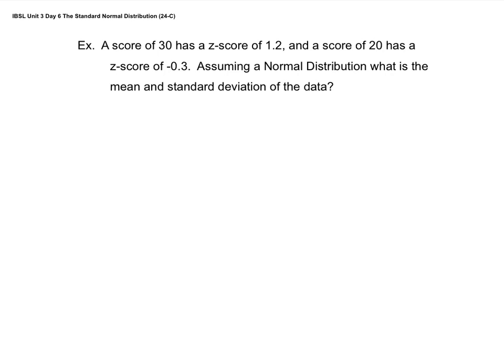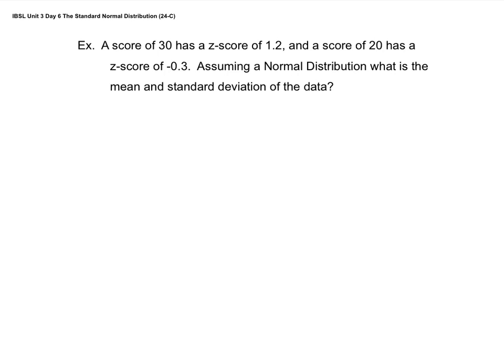Here, we have a score of 30 that has a z-score of 1.2, and a score of 20 has a z-score of negative 0.3. So, just by thinking about this, I know that my mean is somewhere between 20 and 30, because 20 has a negative z-score and 30 has a positive. I also know that it's going to be closer to 20 than it is to 30.